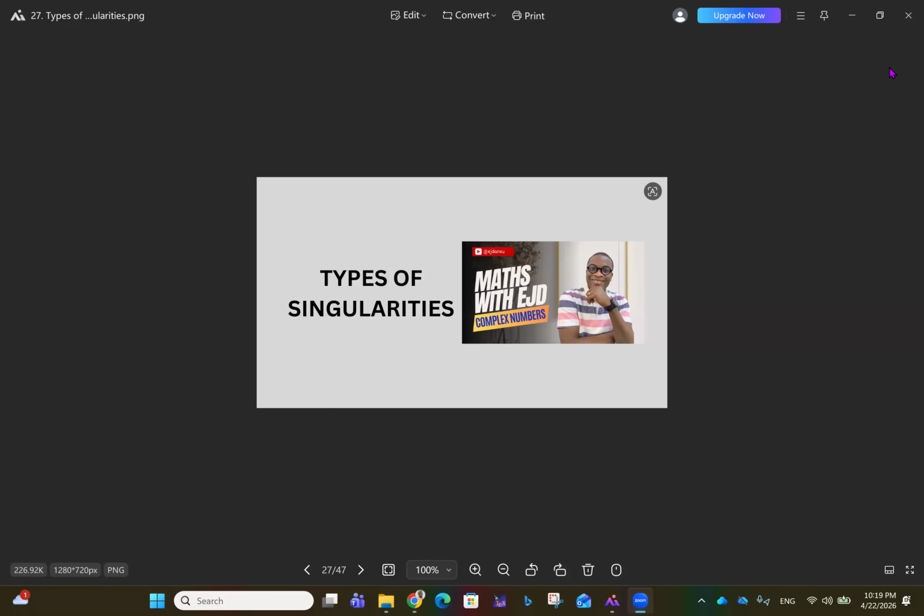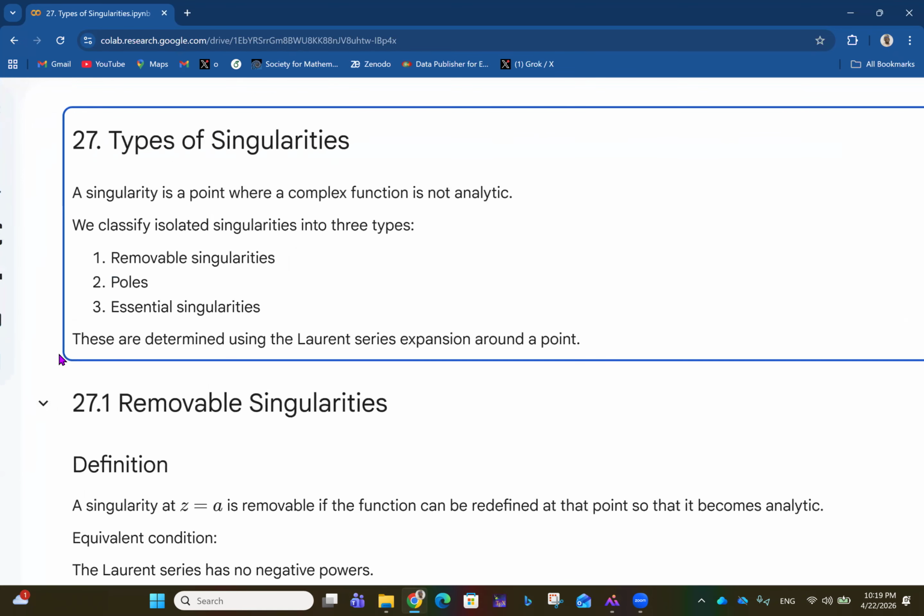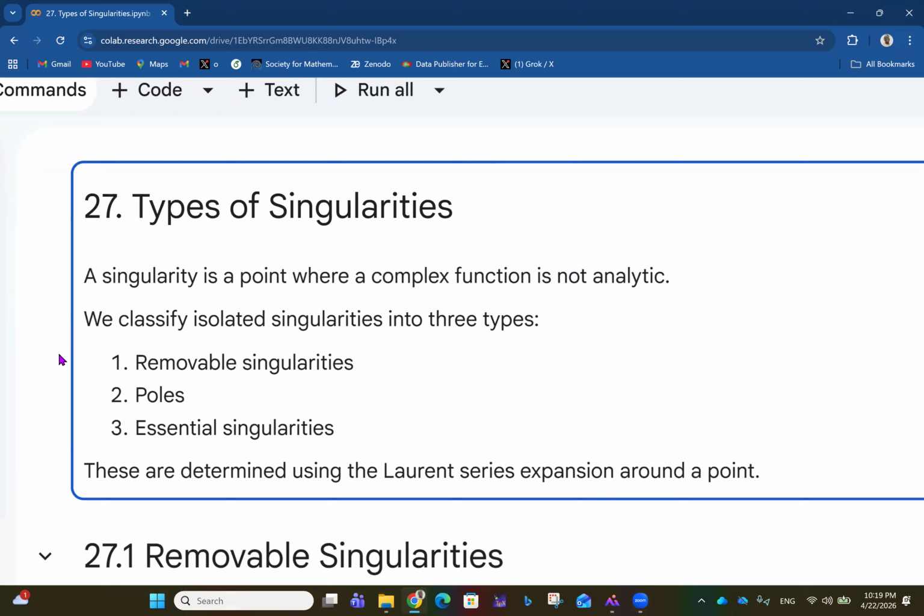The next two videos will be about singularities and residues. This first one is about types of singularities. I think we began to talk about singularities starting from the last video or so. So here we'll talk about types of singularities.